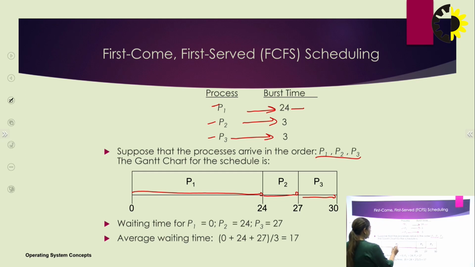Now, the waiting time for P1 is 0 because it arrived first and it was started as that. P2 has to wait 24 units of time because it came with P1 but it has to wait for P1 to finish and then it will start. P3 has to wait 27 units of time because it has to wait for the completion of P1 and also P2. Now the average waiting time is 0 plus 24 plus 27 divided by 3, that is 17, right?